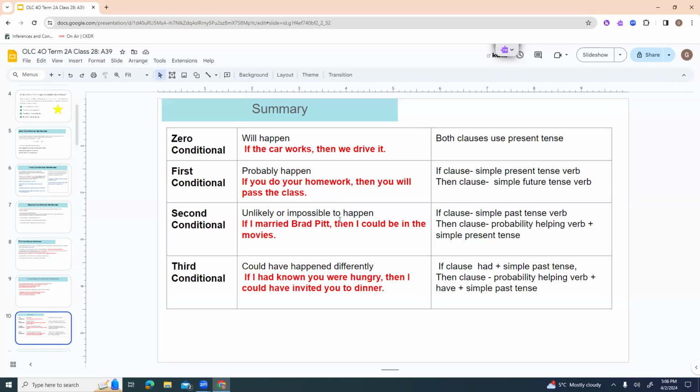Second conditional: unlikely or impossible to happen. If I married Brad Pitt, then I could be in the movies. The if clause is a simple past tense, and the then clause is a probability verb plus the simple present tense.